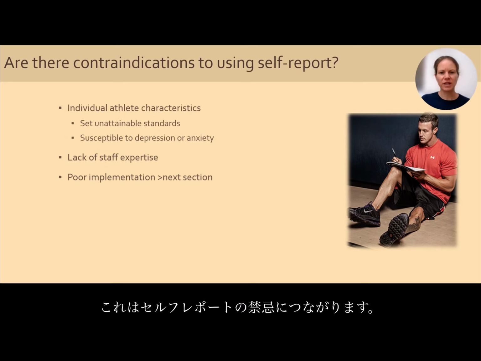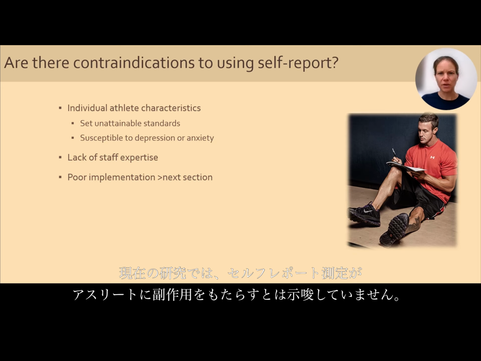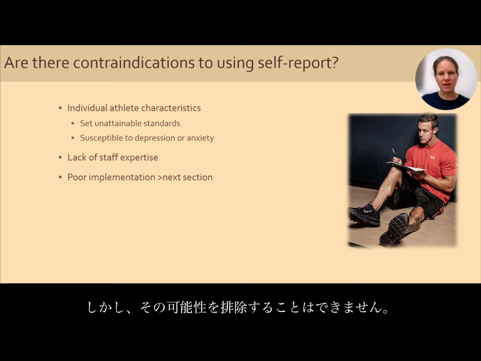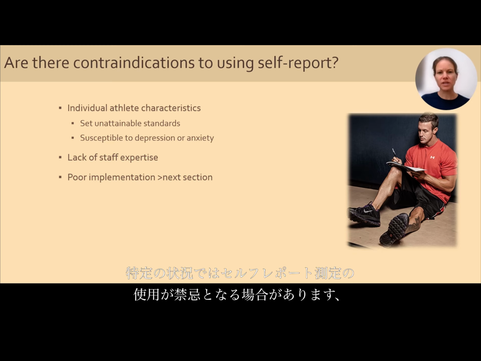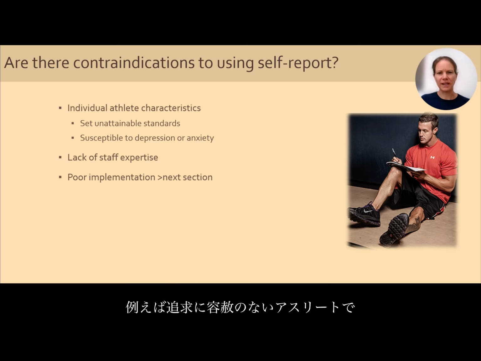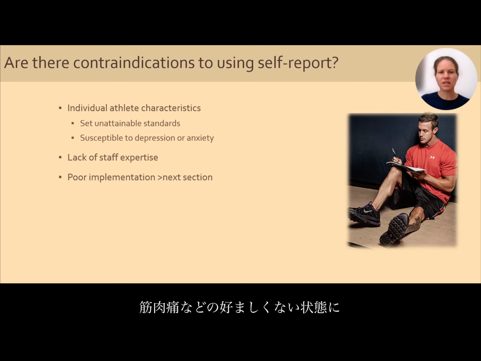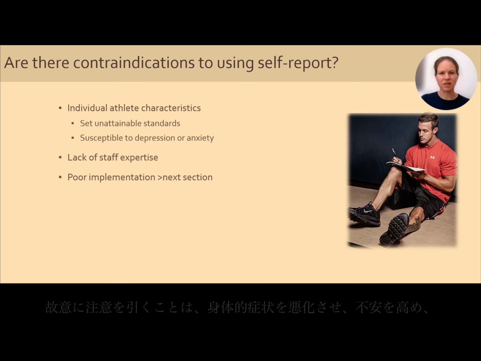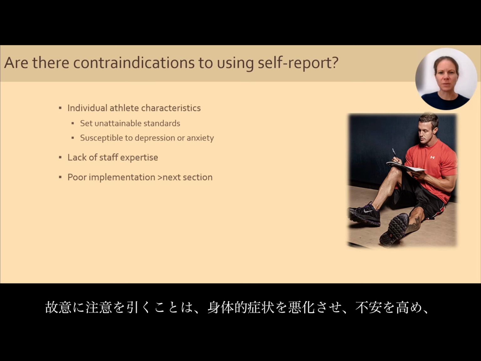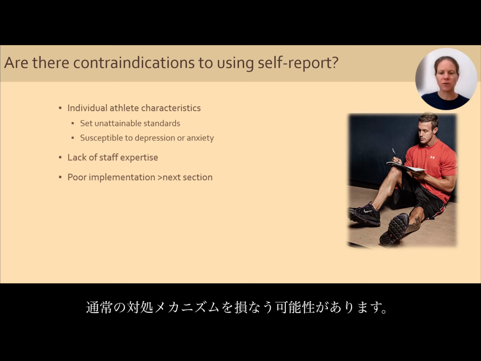This leads us to contraindications to using self-report. Current research does not suggest self-report measures pose any risk of adverse effects to the athlete. However, the possibility cannot be discounted. Use of a self-report measure may be contraindicated in certain circumstances, such as an athlete who is relentless in their pursuit and sets unattainable standards for themselves, or an athlete predisposed to anxiety or depression. Deliberately drawing attention to an unfavorable state, such as soreness, may exacerbate the physical symptoms and heighten anxiety, detracting from normal coping mechanisms.